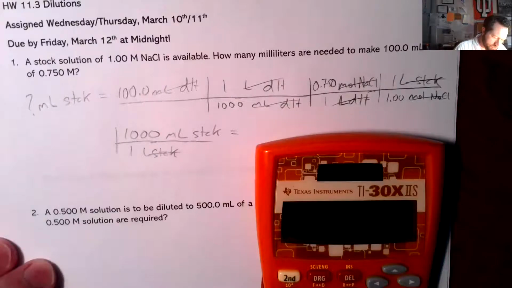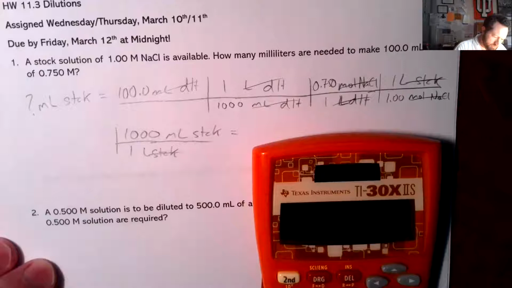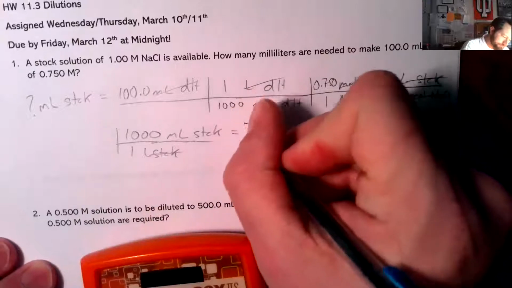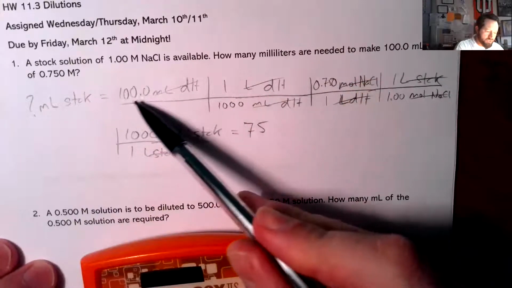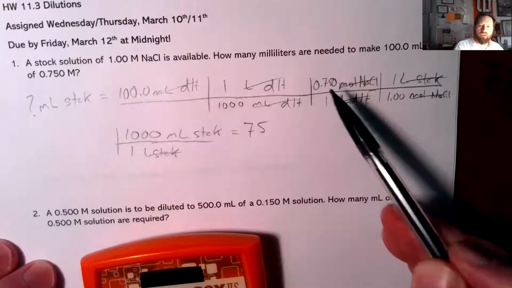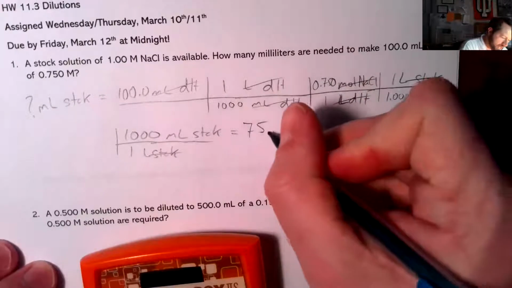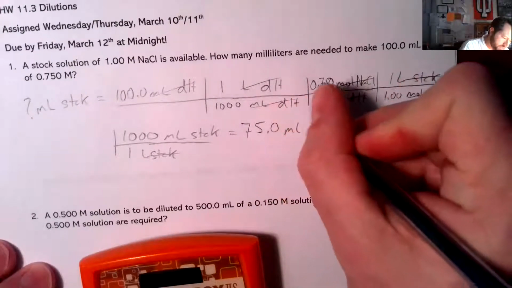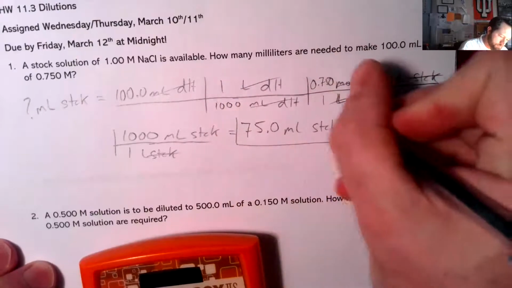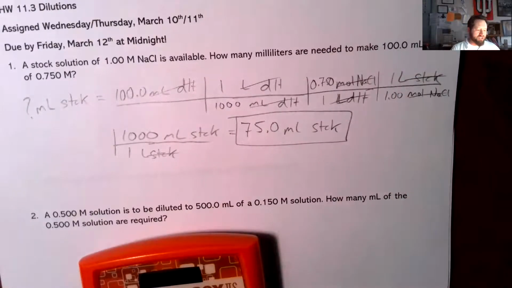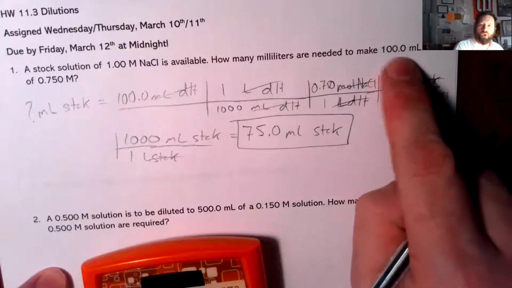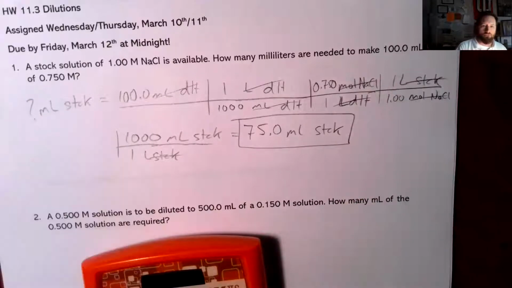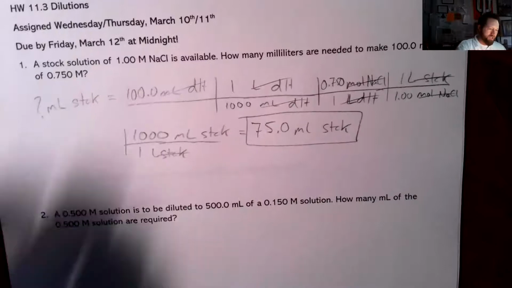100.0 divided by 1,000 times 0.750 divided by 1 times 1,000. Check for significant digits. We've got 4 there, 3 there, and 3 here. So I need to add 1 more significant digit. We're going to need 75 milliliters of stock solution. So I'd take my 75 milliliters of stock solution, I'd add 25 milliliters of water, and I'd have my 100 milliliter dilution with a concentration of 0.750 molarity. Cool. That was number 1.